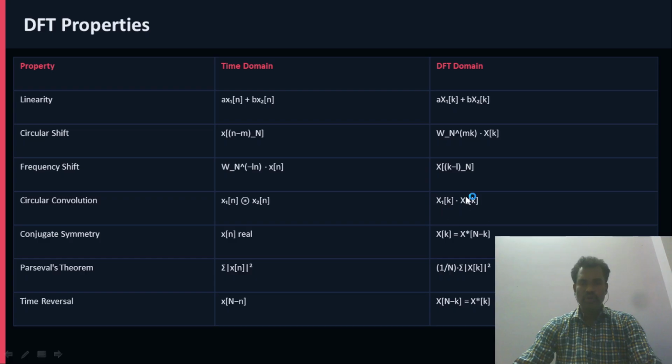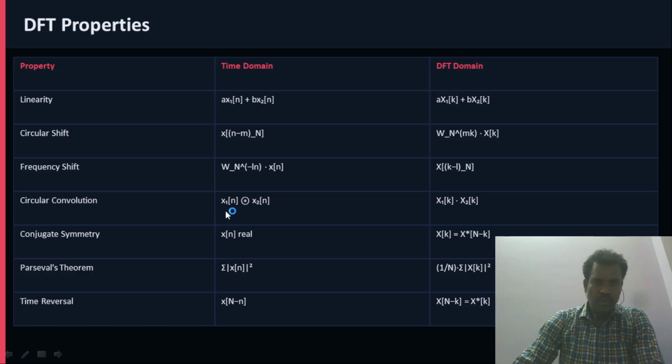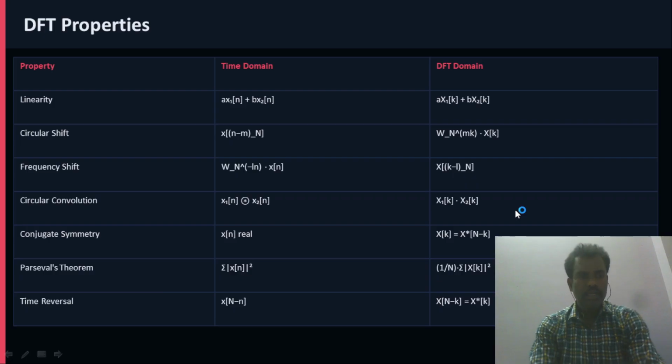If you convolve two spectrums, then the corresponding time domain signals are multiplied. But it is in the reverse direction. Inverse direction means 1 by n times x1 of n into x2 of n is equal to x1 of k convolved with x2 of k. Right? That is convolution both in time domain as well as frequency domain.